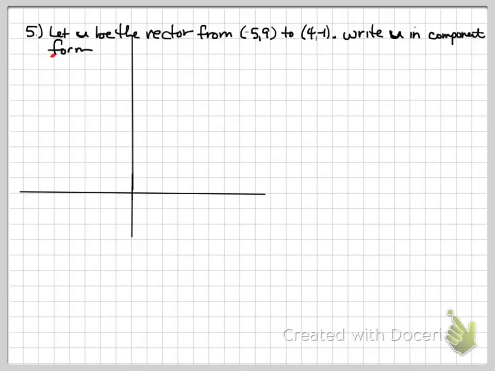So that's way up here, and I just barely fit it on there. Okay. So this is my initial point. The terminal point is at 4, negative 1. So I'm going to go over to 4, negative 1. So I'm going to draw my vector connecting these two.